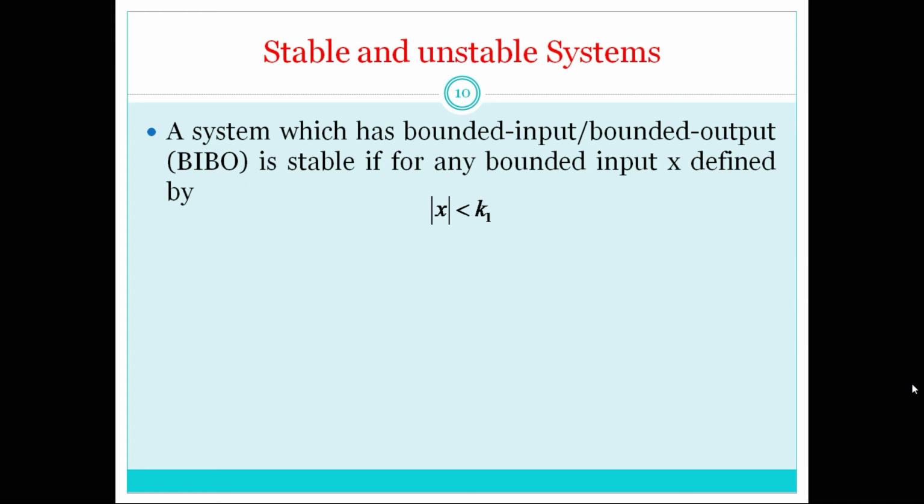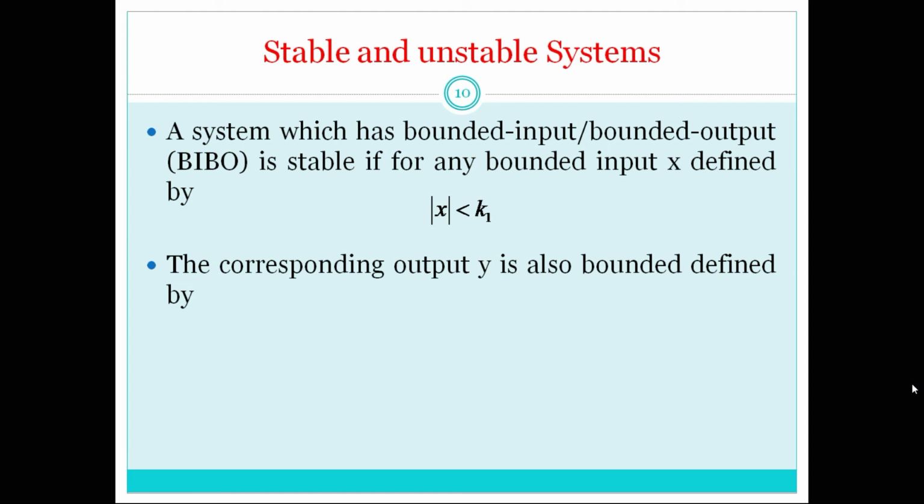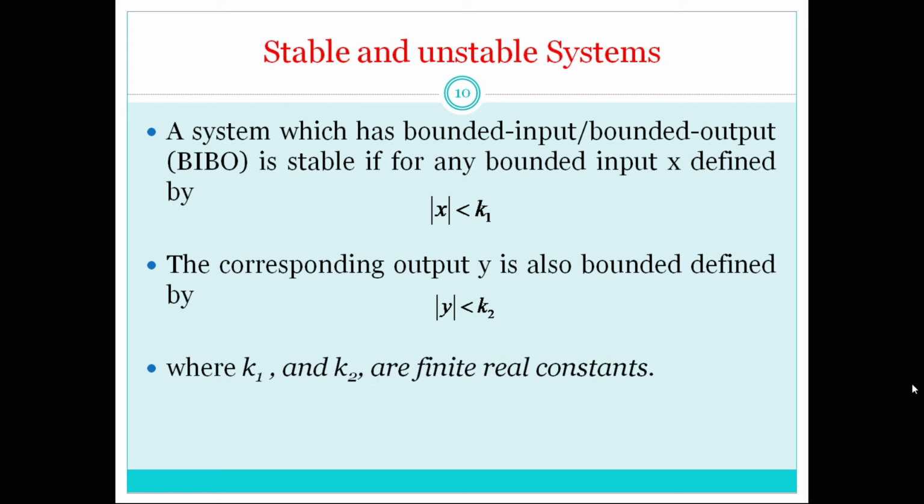That may not be the same. That means mod y should be less than some value. Okay, that is the concept. So the corresponding output y is also bounded, defined by mod y less than k2, where k1 and k2 are finite real constants. Okay, then that system is called stable.